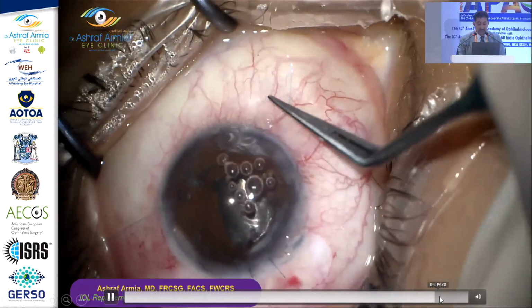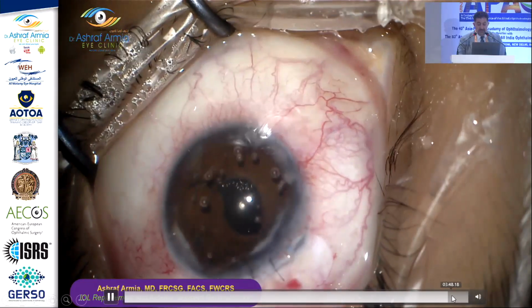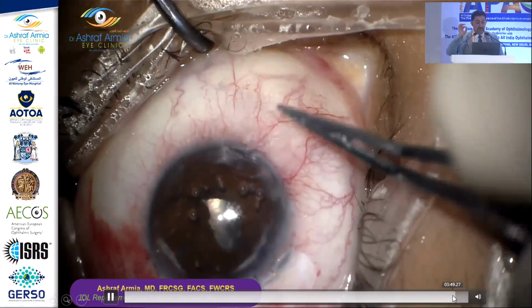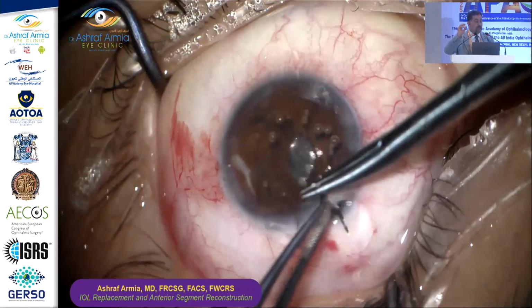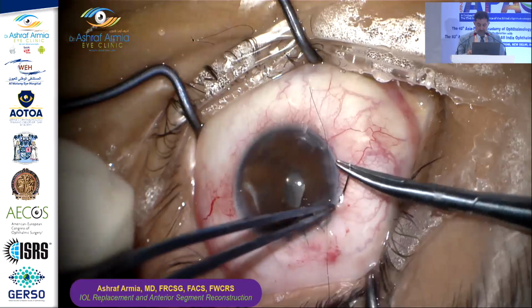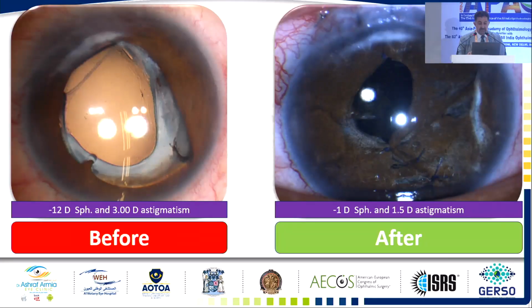Again, I did the other side, till I restored the pupil size of the patient to nearly a good size pupil. Finally, this is how it looks. This is how it looked before: -12 diopters. Now the patient is -1 diopter after removal of the sutures.